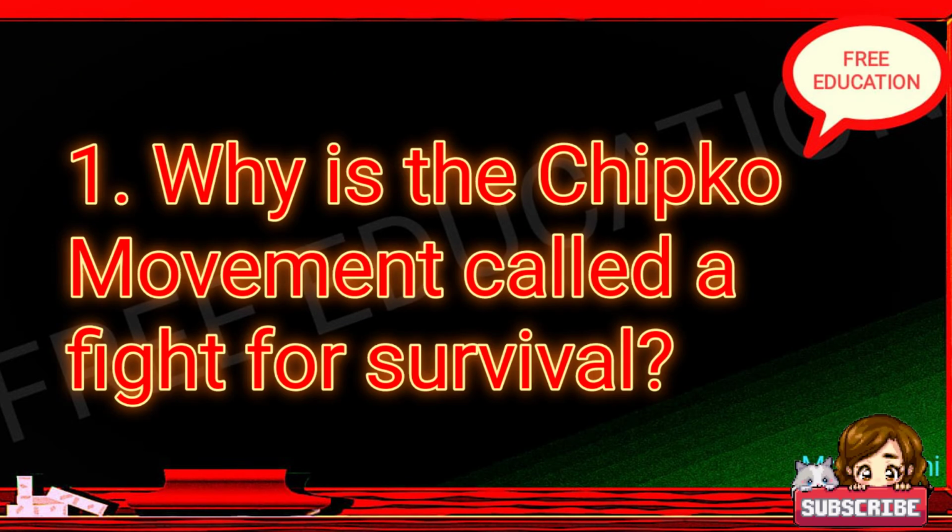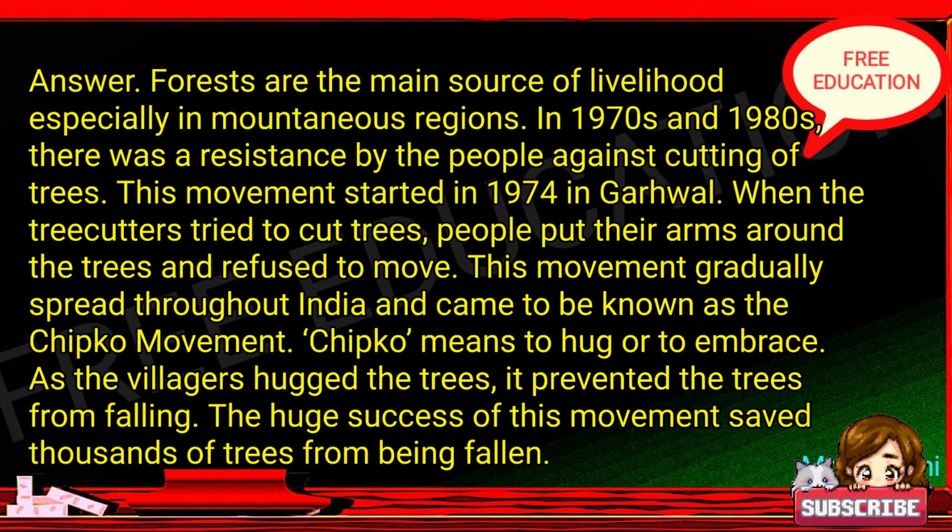1. Why is the Chipko movement called a fight for survival? Answer. Forests are the main source of livelihood, especially in mountainous regions. In the 1970s and 1980s, there was a resistance by the people against cutting off trees. This movement started in 1974 in Garhwal.